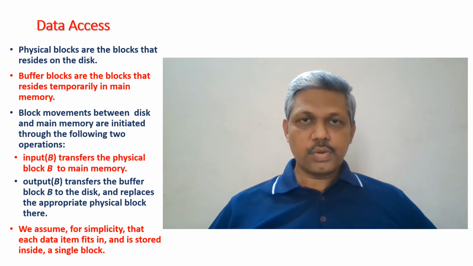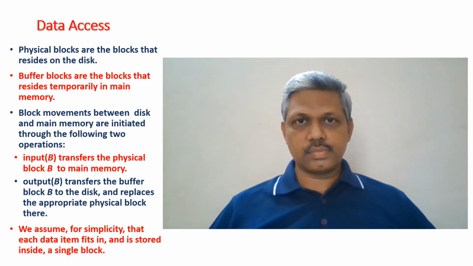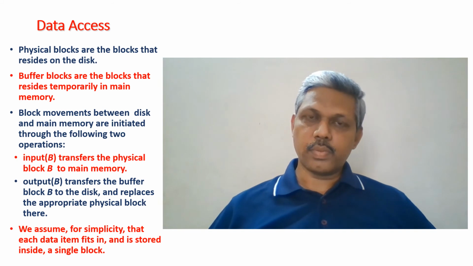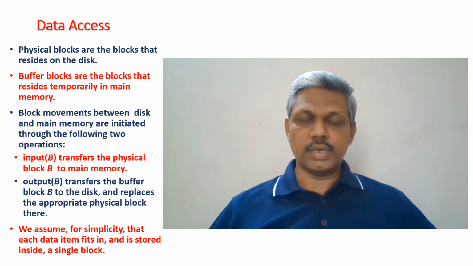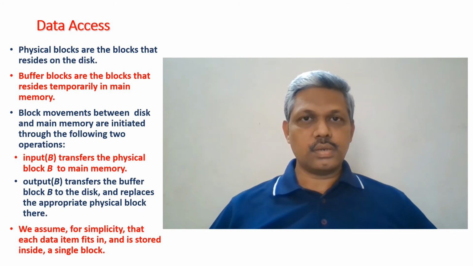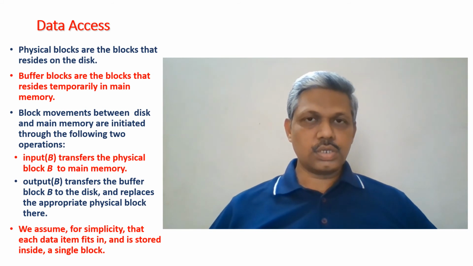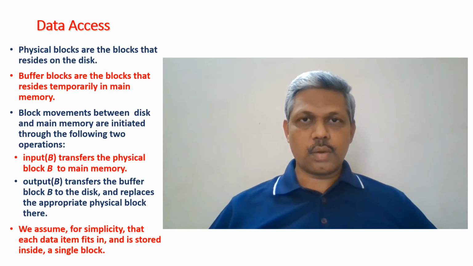So now we need to access the physical blocks. The operations here: we are naming the operation input(B), which transfers the physical block B to the main memory. A transfer of a block from physical memory, this external memory, the hard disk, to the main memory, is treated as an input operation, input of block B. And output of block B is treated as the data block that is being transferred from main memory to the external disk. That is how we distinguish between the operations of blocks, input of block B and output of block B.